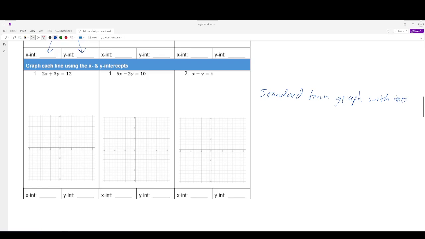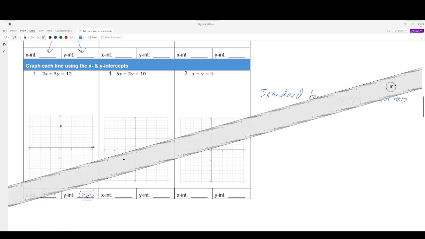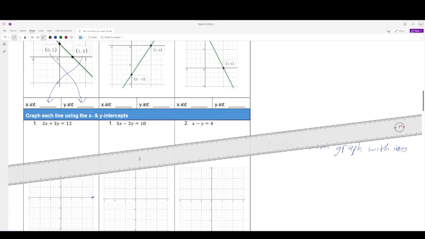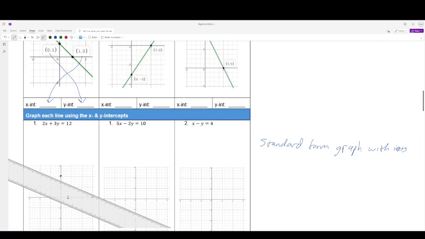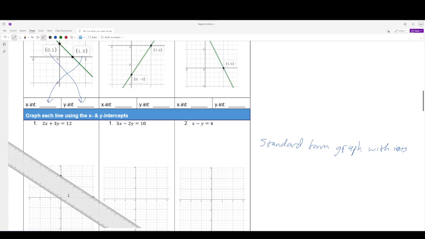If I cover up the y, my x-intercept is 6. If I cover up the x, my y-intercept is 4. So I plot those two dots, and we know that once we have 2 points, there's only a single line that can connect those points. So I'm going to make my ruler, and slant it. And when we connect these two dots, that's the only possible line to connect them.